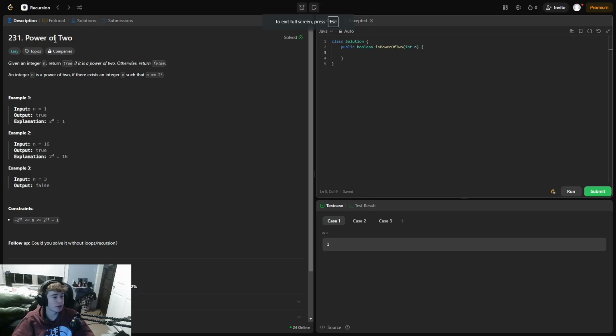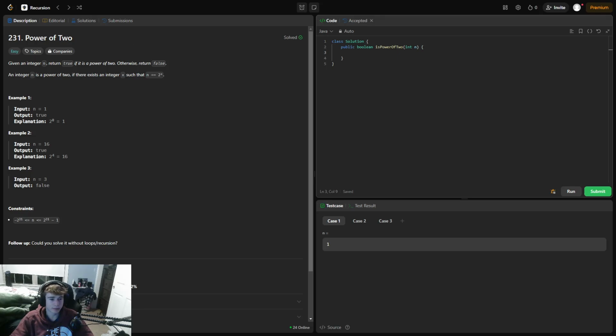We just call it power of 2. So if you haven't solved this problem, I'd recommend trying it on your own first. This is another very typical easy problem that I'd recommend trying just as a good start. And it goes as such. Given an integer n, return true if it is a power of 2. Otherwise, return false. An integer n is a power of 2 if there's an integer x such that n equals 2 to the power of x. So this is basically just saying, is the number given a power of 2?